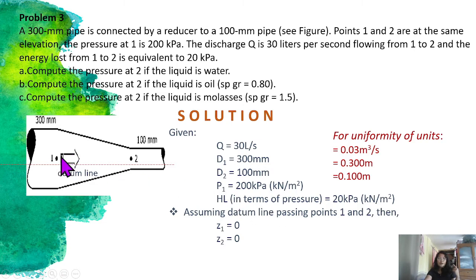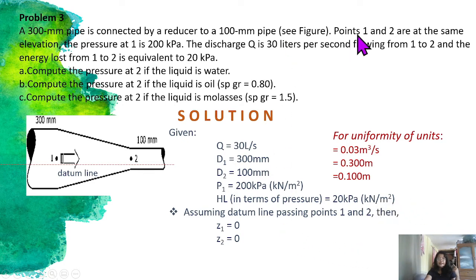Then given din yung pressure at point 1 na sinabi 200 kilopascal, or kilopascal is kilonewton per square meter, right? And then yung kanyang flow from 1 to 2, nagkaroon siya ng energy loss. That is equivalent to 20 kilopascal. So we will name that as HL, or head loss, no? So energy loss pa rin naman yun. So in terms of pressure, the energy lost was 20 kilopascal, or kilonewton per square meter.